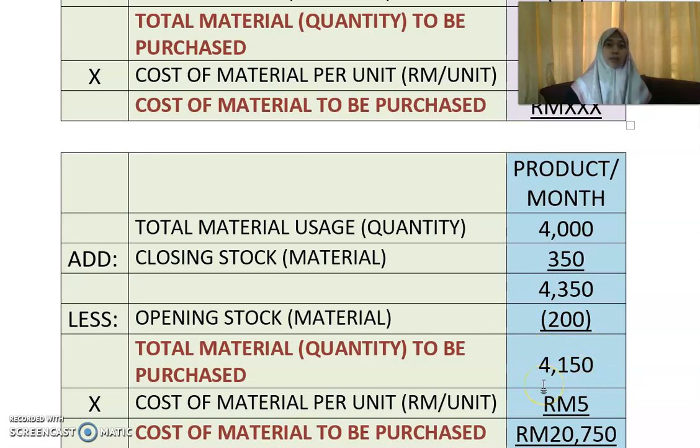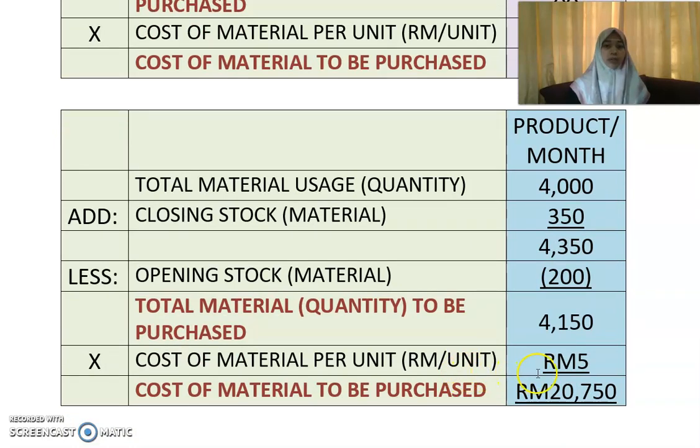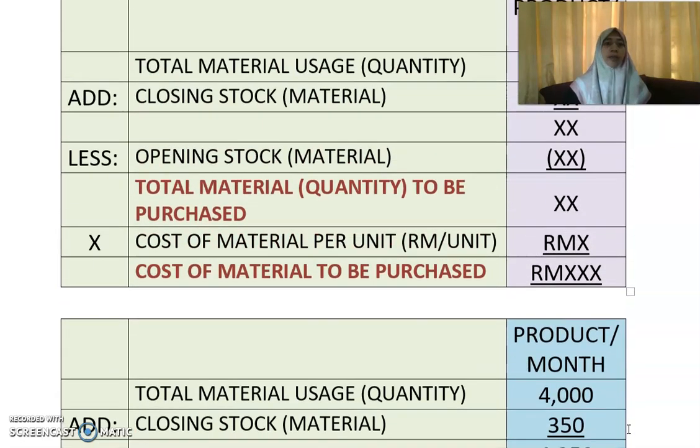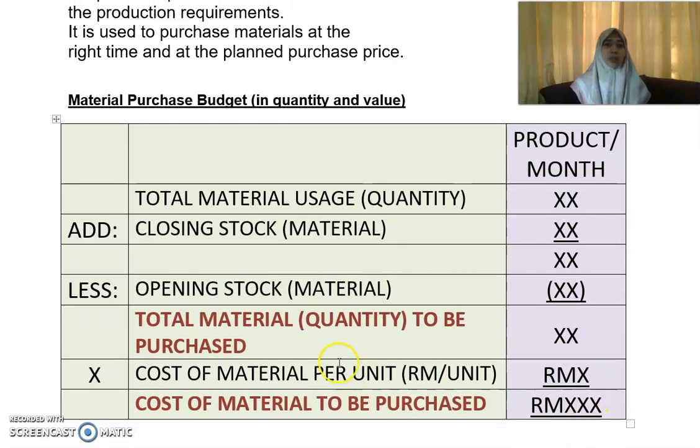What is 4,150? That is your total material to be purchased in terms of the quantity. If it is in meters, that will be 4,150 meters to be purchased. That is the fabric that you need to purchase. Okay, how much is the value? Assuming that the cost of material per unit or the fabric per meter just now is 5 ringgit per meter. So that will be 4,150 times 5 ringgit per meter. So the cost of materials or the cost of fabric that you need to purchase will be 20,750 ringgit. So that's how you prepare your material purchase budget in quantity and value.